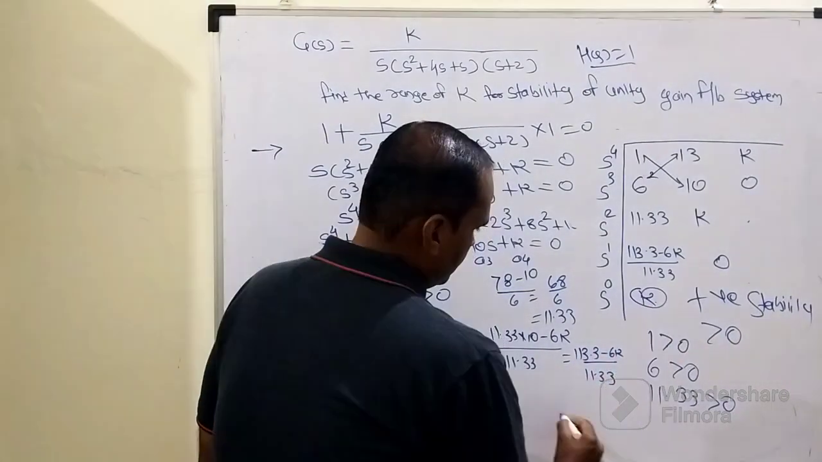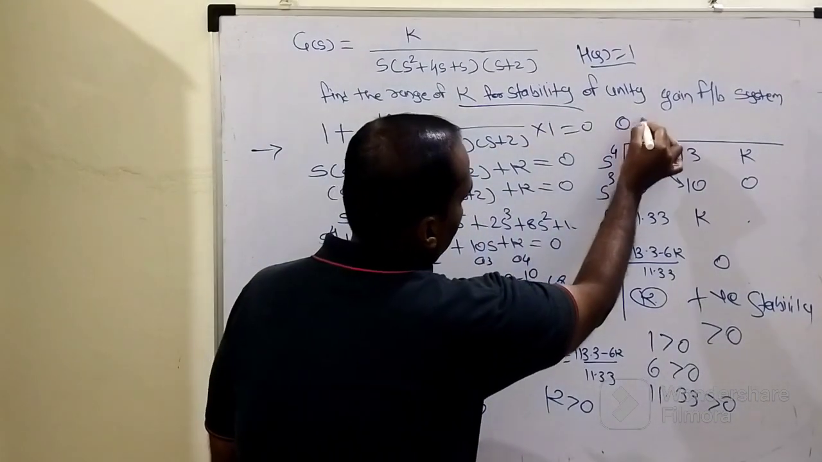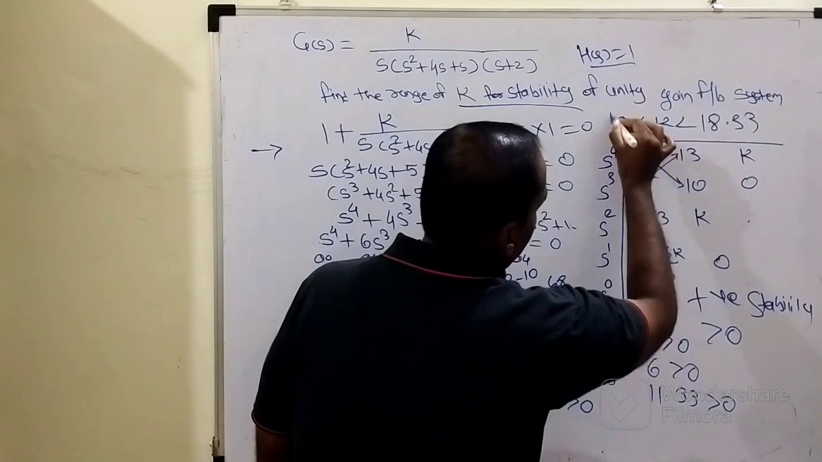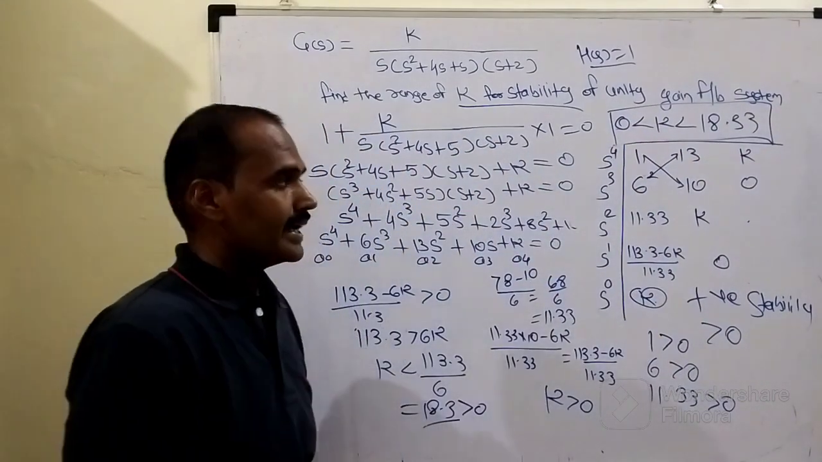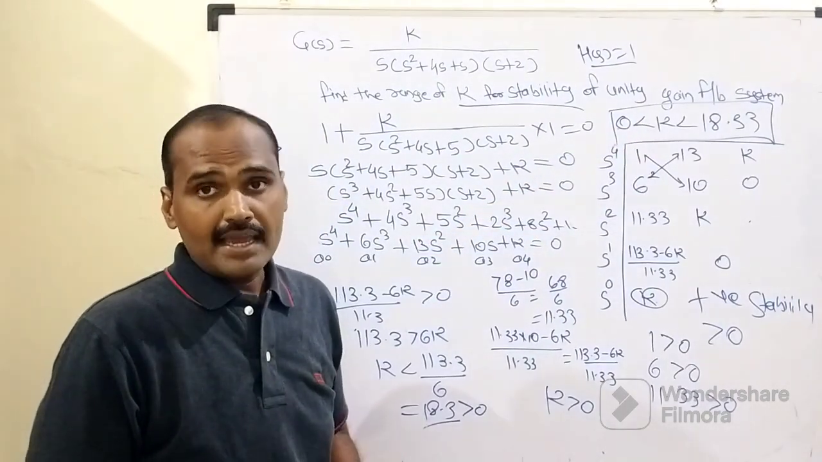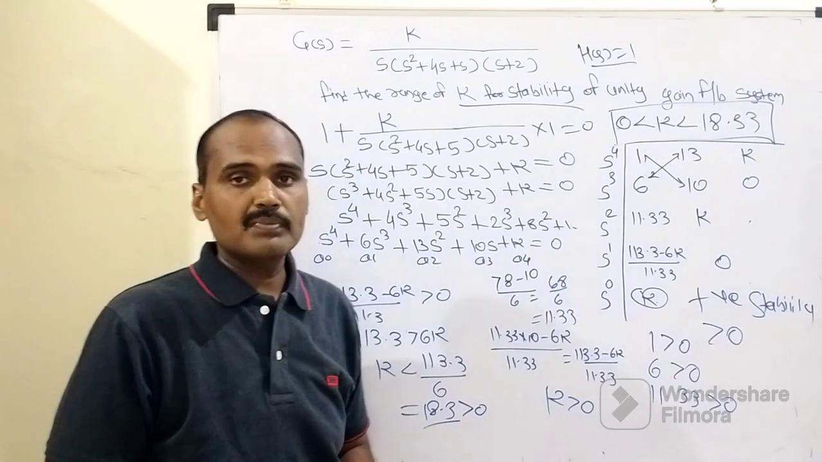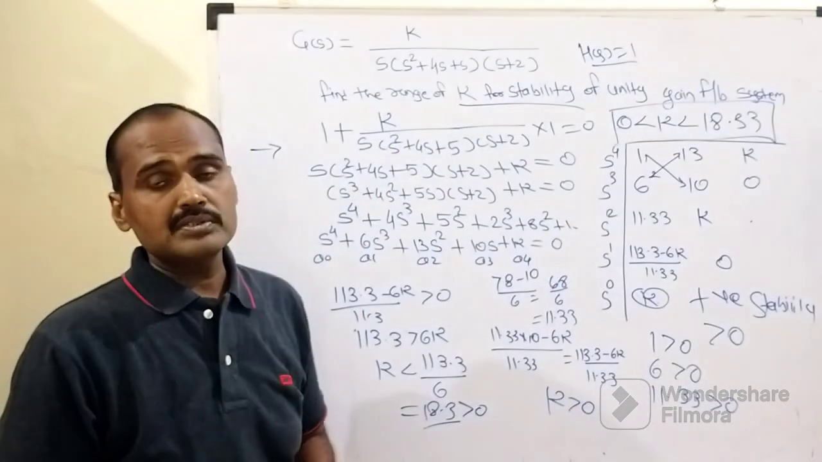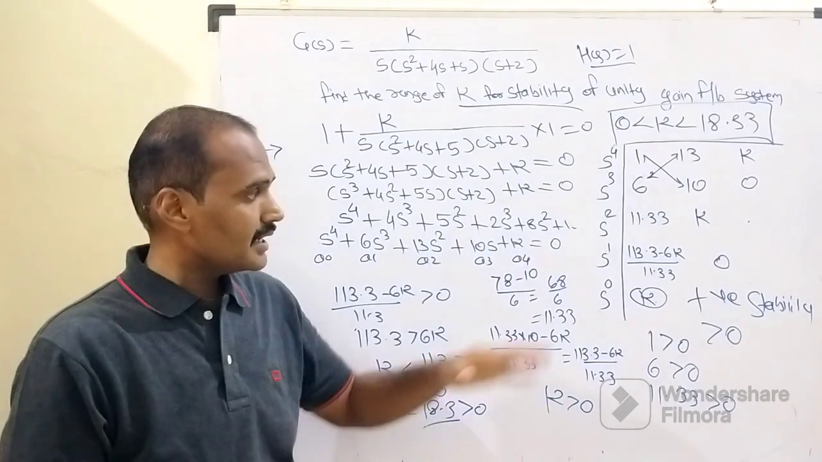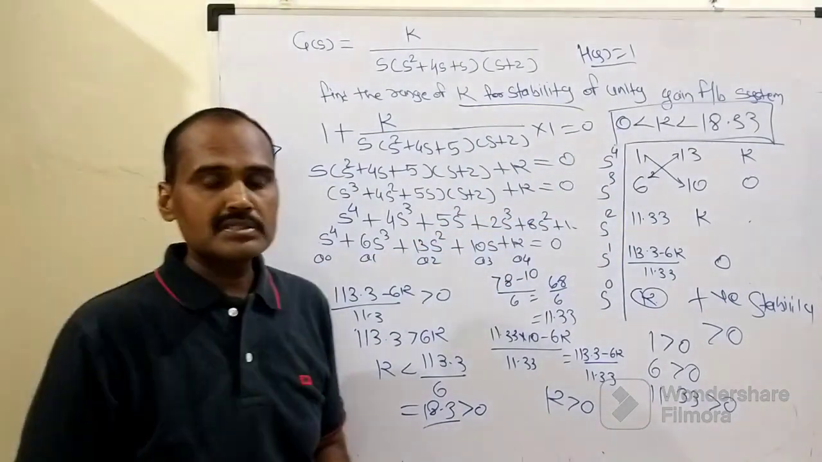And the lowest value of this K will be what? When we come to the last element, K should be greater than 0. So the desired range for this K will be 0 less than K less than 18.33 or 18.3 something. The value which is written within this rectangular box is the desired range of K for stability of this given unity gain feedback system, which is mentioned within this forward path gain. So this is how Routh stability criteria is used to decide the overall range of K for the sake of stability. That can be called the most important application of Routh stability criteria in control system engineering, right?